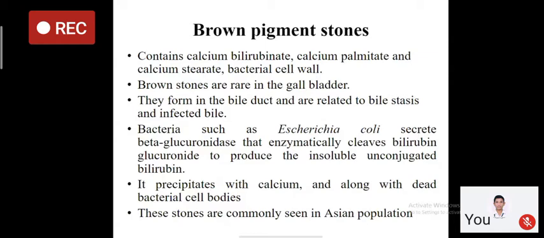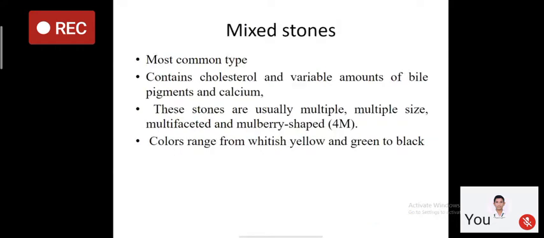And these stones are commonly seen in the Asian population. Now coming to the third type, that is mixed stone. This is the most common type of stone. 80% of gallstones are of mixed type, and they contain cholesterol and a variable amount of bile pigment and calcium. These stones are usually multiple in size, multifaceted, and mulberry shaped.